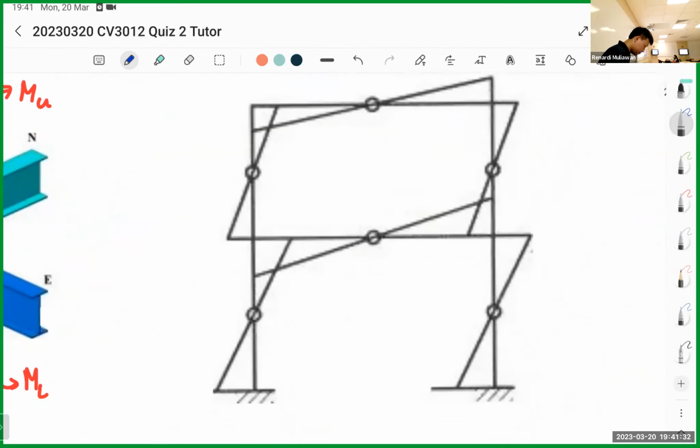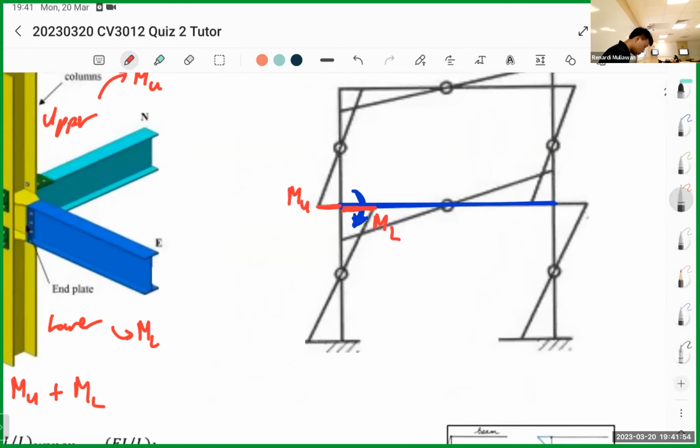Okay, this is a diagram. This blue line is your beam. So you have a moment here to the column. If you notice, it's taken by the upper column, which is this one. So this is M upper. This one is M lower.